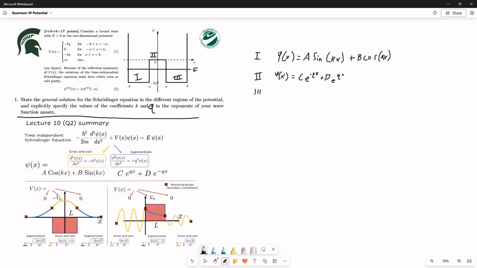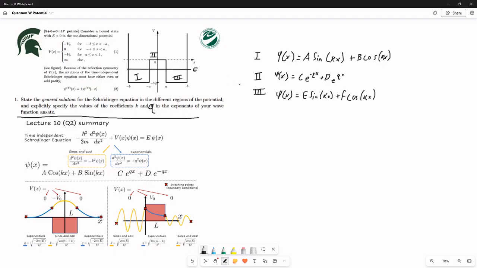And for region 3, we're going to have psi of x equals e sine of kx plus f cosine of kx. Let me clean that up real quick. We know that the k's in region 1 and 3 are going to be the same because we have the same V in both of these regions.